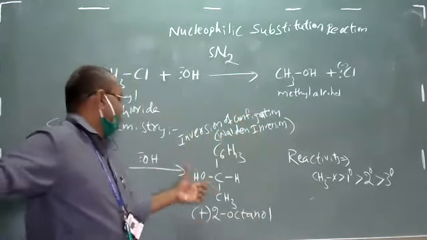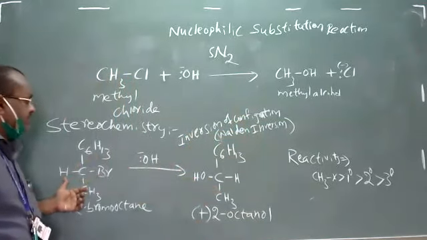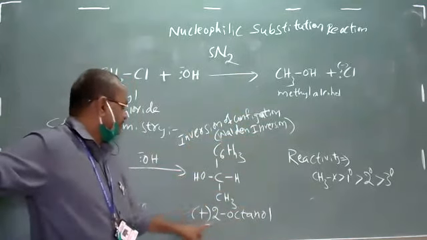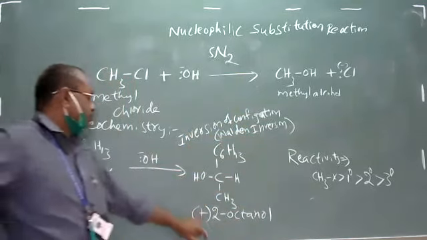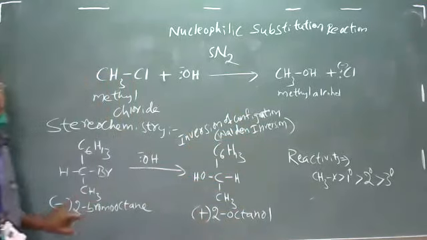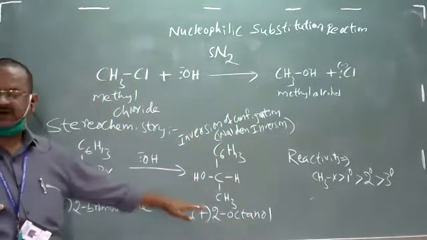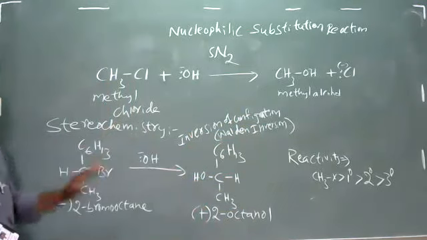The configuration is reversed. Where the hydrogen is attached on the left side, it is converted to the right side, or the levo form is converted to the dextro form. The levo form of a reactant is converted to the dextro form of a product. This is the stereochemistry involved in this SN2 reaction.